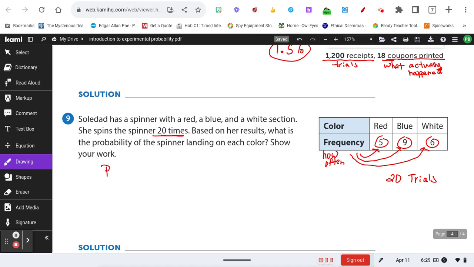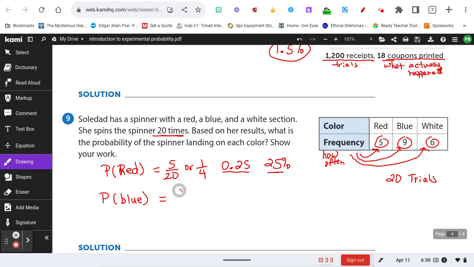So I'm going to do this. This P stands for probability. Probability that it'll land on, let's do red, is 5 out of 20, or 1 out of 4. And it's 0.25 as a decimal, or 25% as a percent. And keep in mind, you can use a calculator. So just punch in 5 divided by 20 or 1 divided by 4 to get this. And to get this, slide your decimal 2 places to the right.